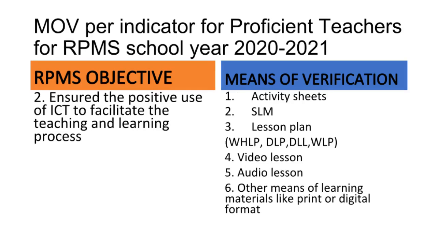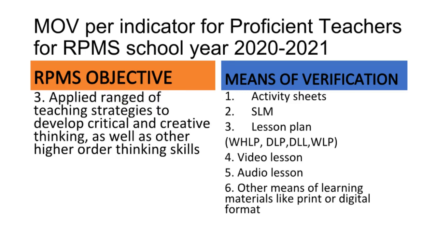RPMS objective: Ensured the positive use of ICT to facilitate the teaching and learning process. Means of verification: Activity sheets, self-learning module, lesson plan such as WHLP, DLP, DLL, WLP, video lesson, audio lesson, other learning materials like print or digital format.